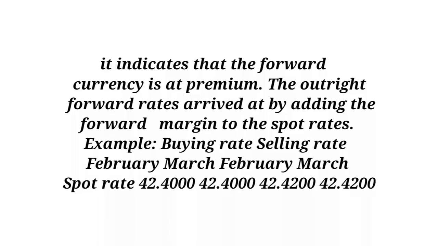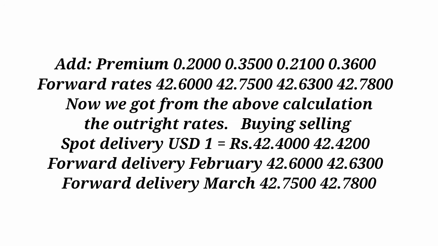The outright forward rates are arrived at by adding the forward margin to the spot rate. Example: buying rate, selling rate, February, March. Spot rate 42.4000, 42.4200. Add premium 0.2000, 0.3500, 0.2100, 0.3600. Forward rates 42.6000, 42.7500, 42.6300, 42.7800.